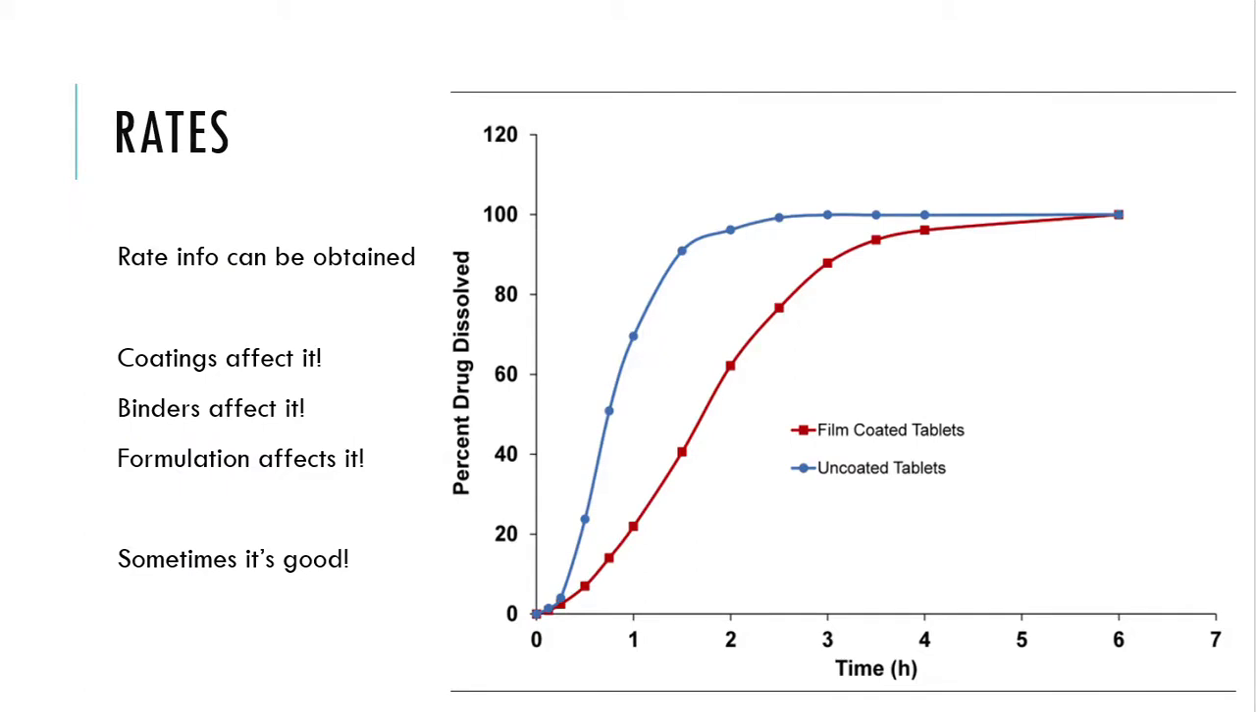Here are dissolution rates or dissolution rate curves. And this is basically what you would see if you were required to do a multiple pull using a dissolution system. All right. So there's a couple of things that happen here. The blue line and the red line that you're seeing on the screen right now, this blue line is uncoated. That means that it is a tablet.